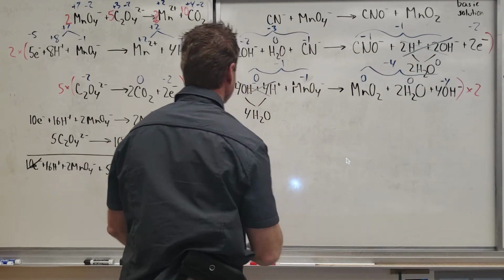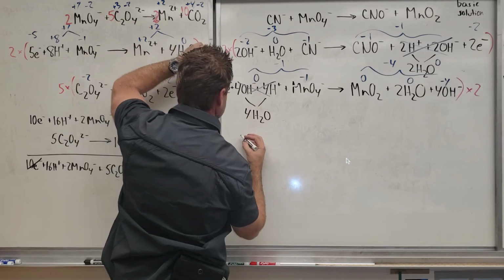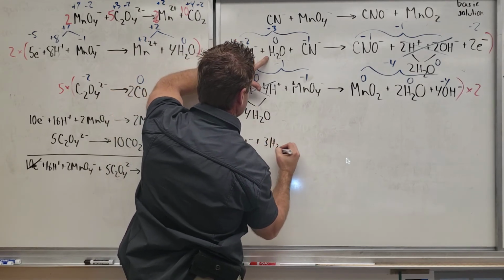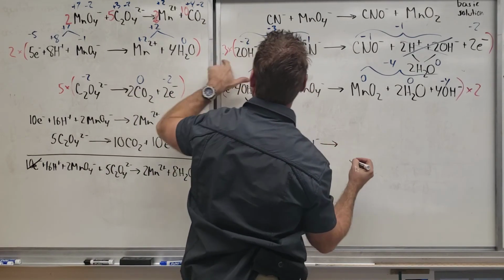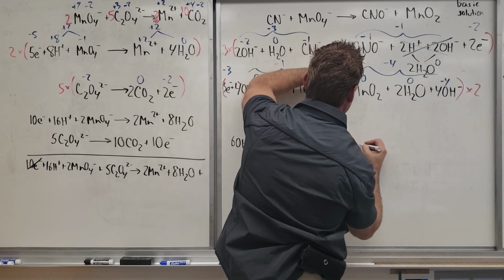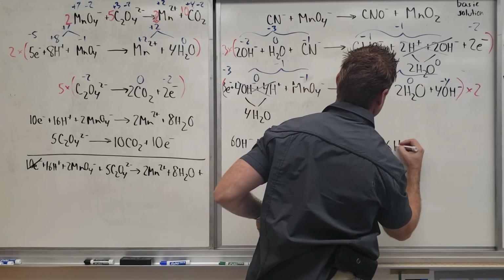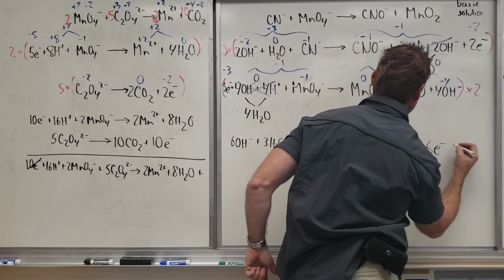So let's do the top one. I know this is kind of nasty, guys, but look, 3 times 2 is 6. So I have 6 hydroxides plus 3 waters plus 3 cyanate ions gives me 3 of the CNO minus ions plus 6 waters. Guys, 3 times 2 waters, plus 6 electrons.